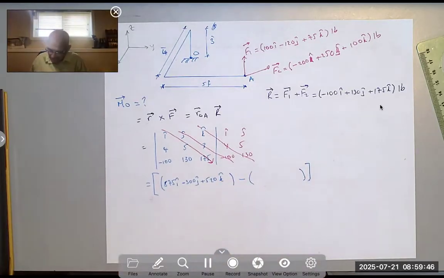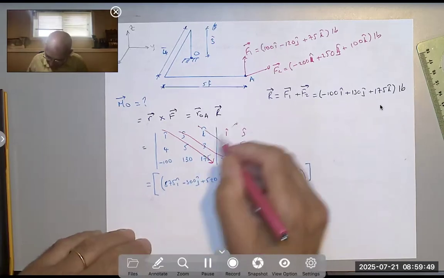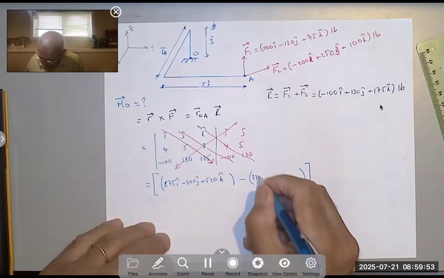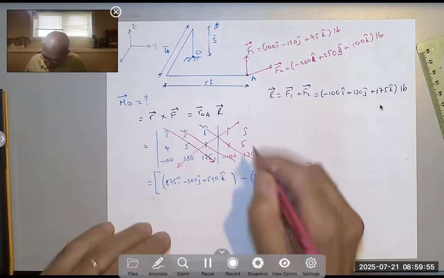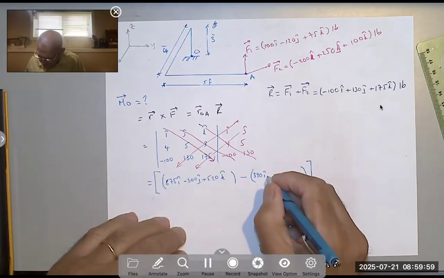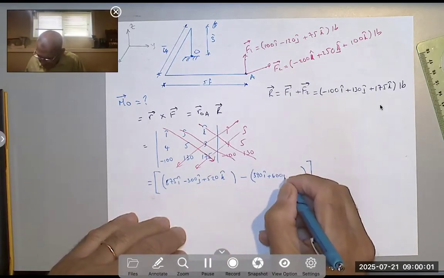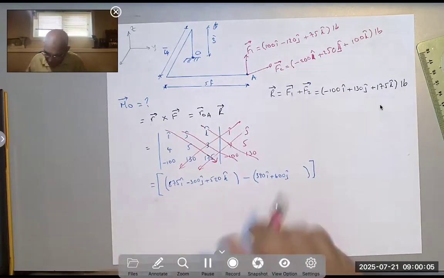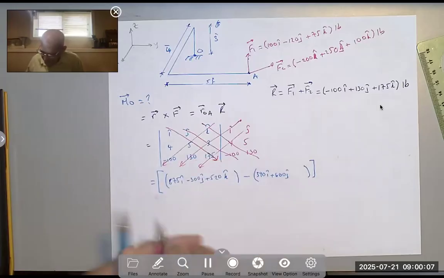And then I move in the opposite direction. 390I, 600J, positive. Of course, it's negative, but I'm talking about inside the parentheses, and negative 500K.